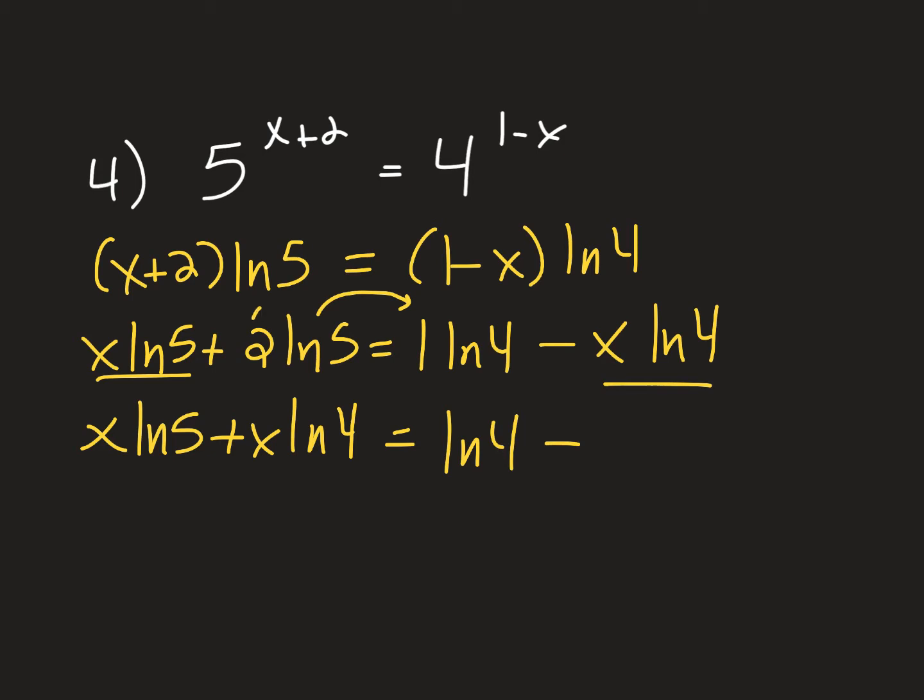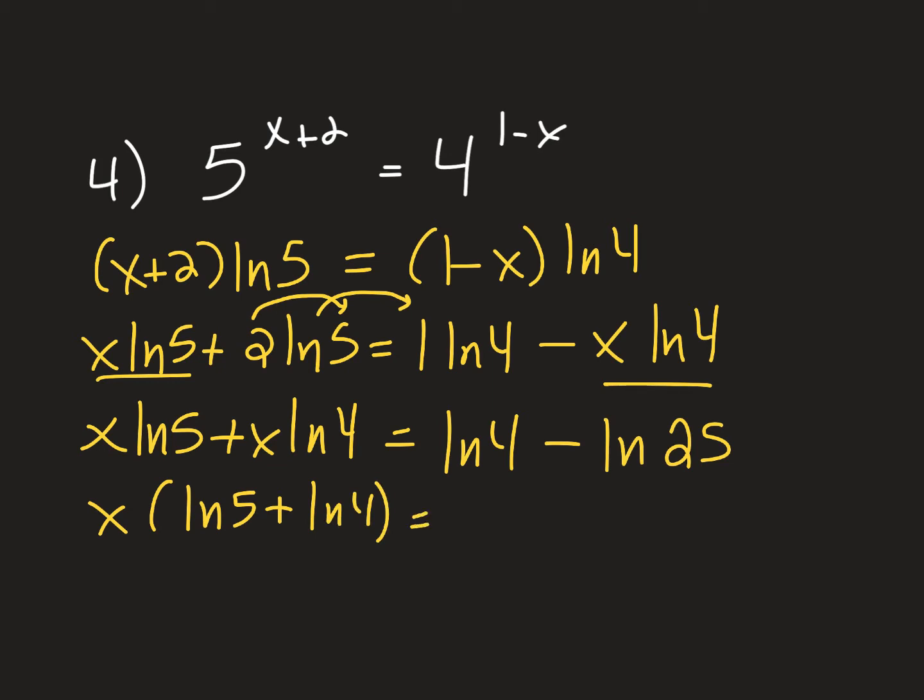But don't forget the 2 natural log 5. The 2 really represents the exponent, so it's really 5 squared. So I'm going to put natural log 25. Now to solve this, I'm going to factor out the x off these 2, which is natural log 5 plus natural log 4. And over here, because there's subtraction, I'm going to combine them by doing division, natural log 4/25.